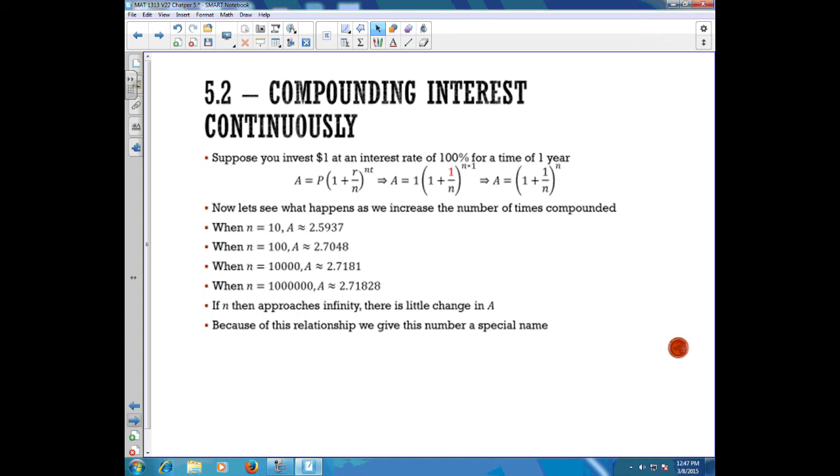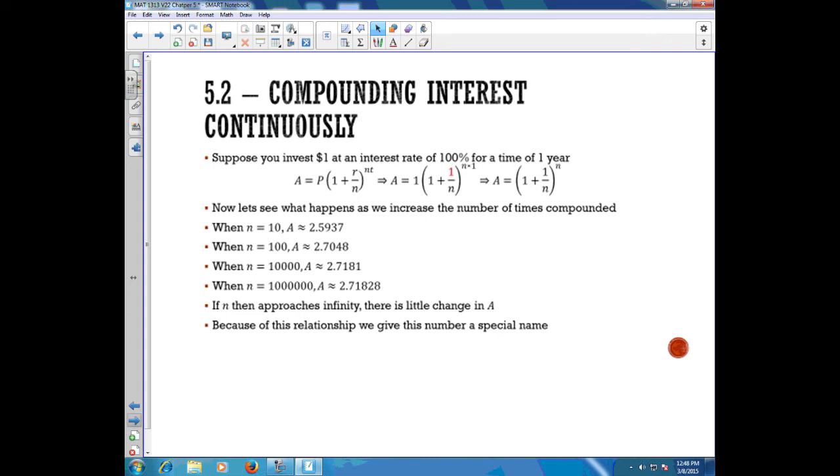If we then take this and start increasing the number of times compounded, right? So let's say n equals 10. Well, if n equals 10, then the future amount that we have is going to be 2.59. If n equals 100, it's only 2.7. If n is equal to 10,000, it's only 2.71. If n equals a million, it's 2.71828. So as n gets bigger and bigger, as it approaches infinity, A is changing very little.